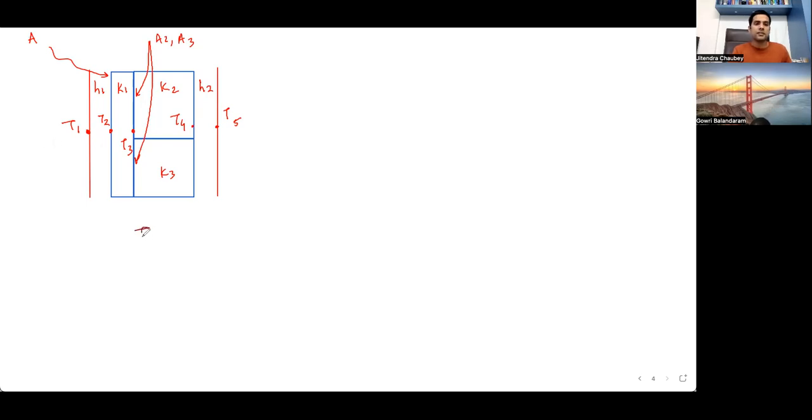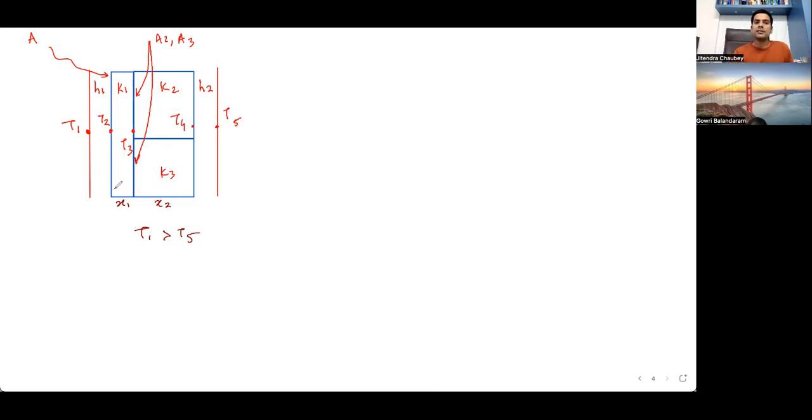If there is a temperature difference of T1 to T5, the heat will obviously flow from here to here. Let us give some thickness to them. Let us say this is having a thickness of X1 and this is having a thickness of X2. So you must draw the electrical analogy before you start with any numerical. Before you start with any shape, any geometry, draw the electrical analogy.